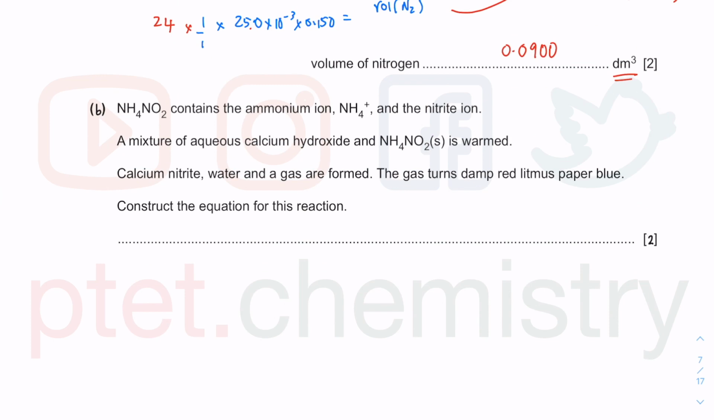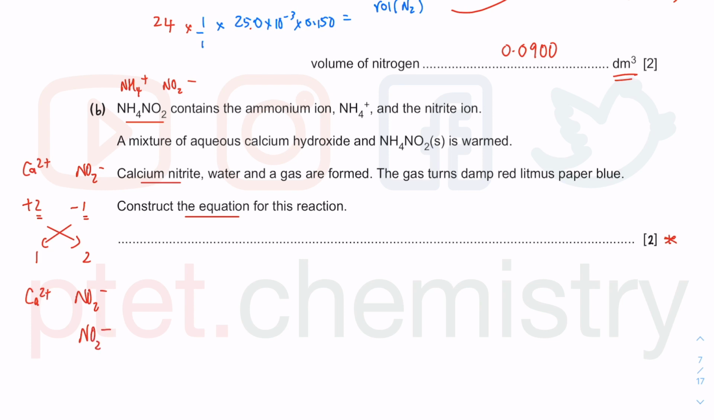Two marks is pretty generous for constructing an equation, which has to be balanced. Calcium nitrite, as has been given to you, ammonium nitrite, NH4 plus, NO2 minus. So we know nitrite is NO2 minus, not a surprise there at all. I want calcium nitrite, so there's plus 2 and minus 1. So we crisscross the valency, just the number there. So it means 1 of calcium 2 plus, you need 2 of the NO2 minus.